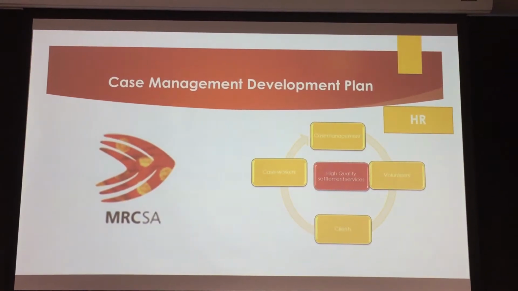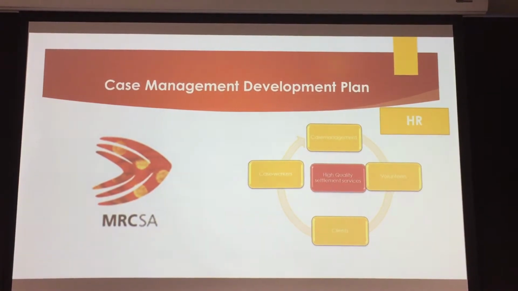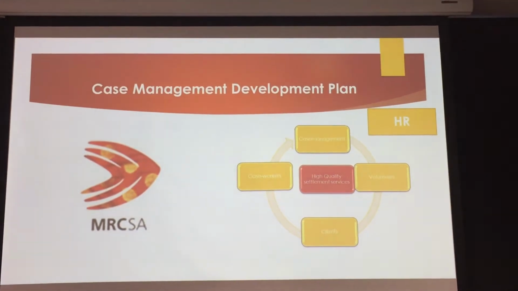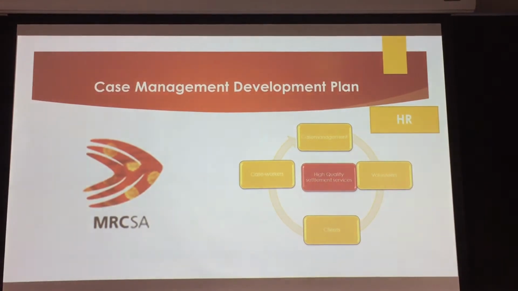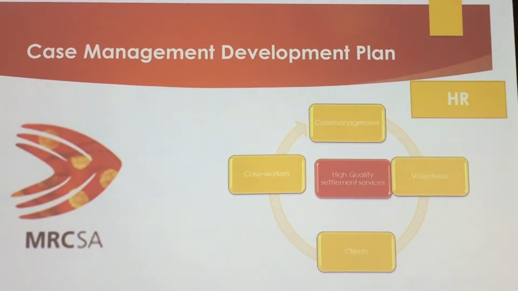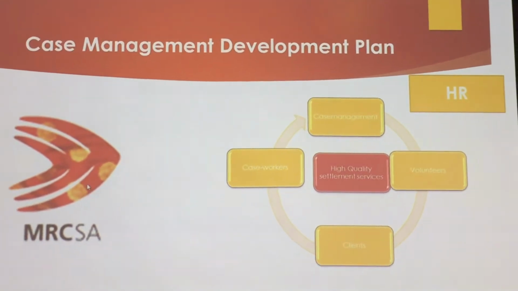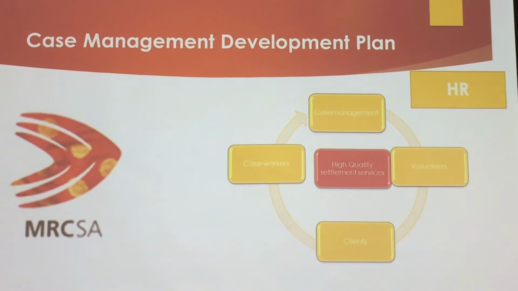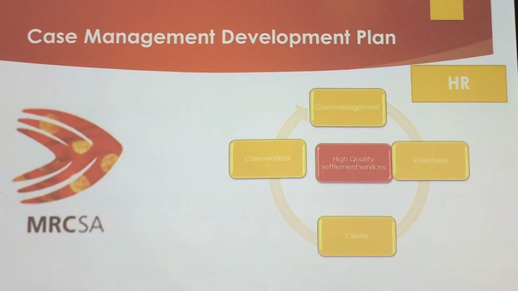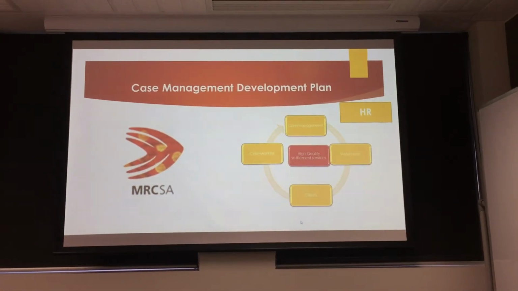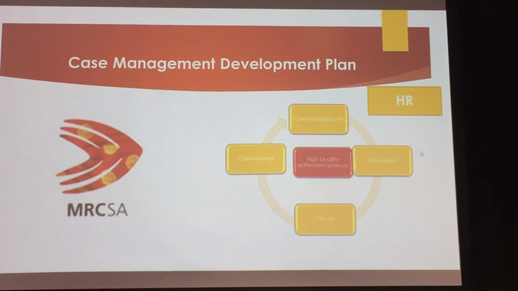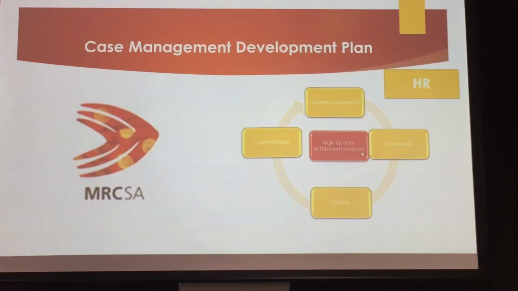This diagram of the new case management development plan, the circle concerns the overall planning change in the circle and how it's going to be achieved. In the middle is the vision, and how to get there is asking what we are doing, what internal capabilities we have. Do we have the right people, like case managers, case workers, with the necessary skills, as well as volunteers helping to provide settlement services.